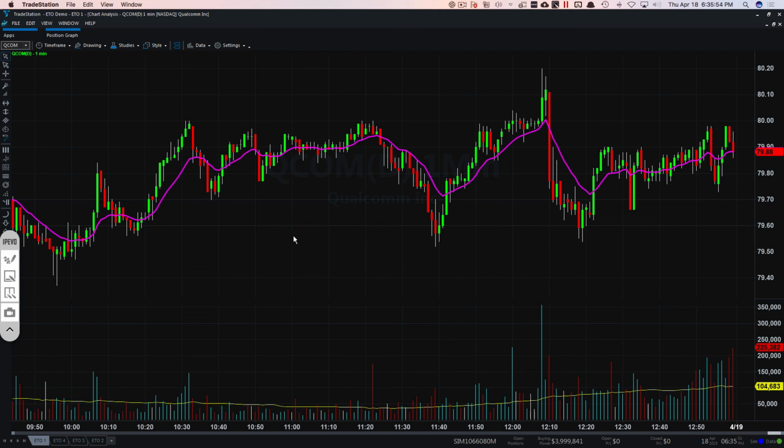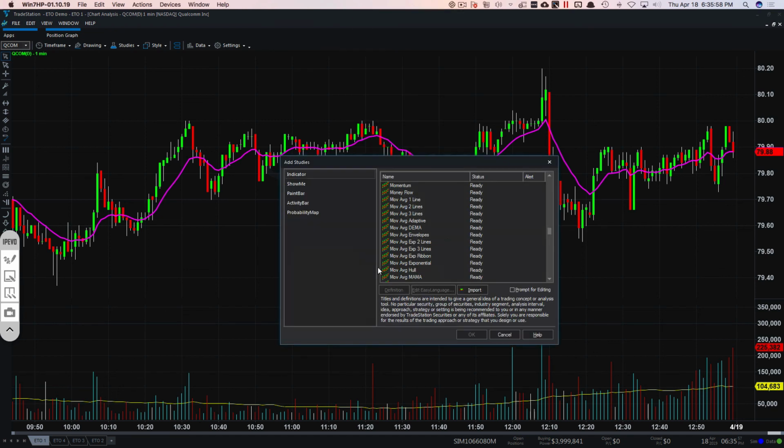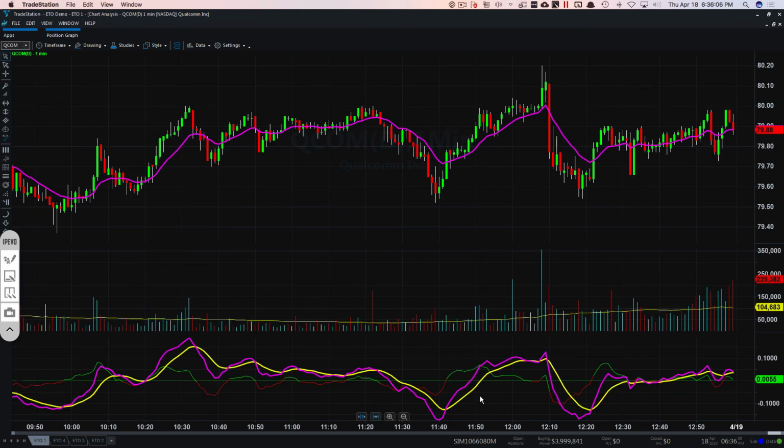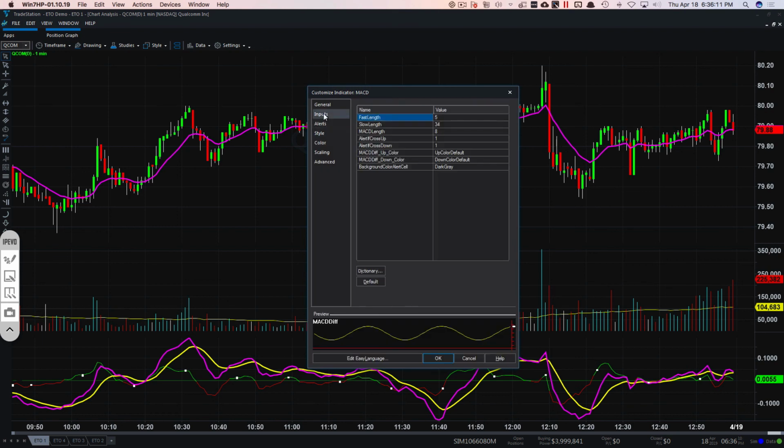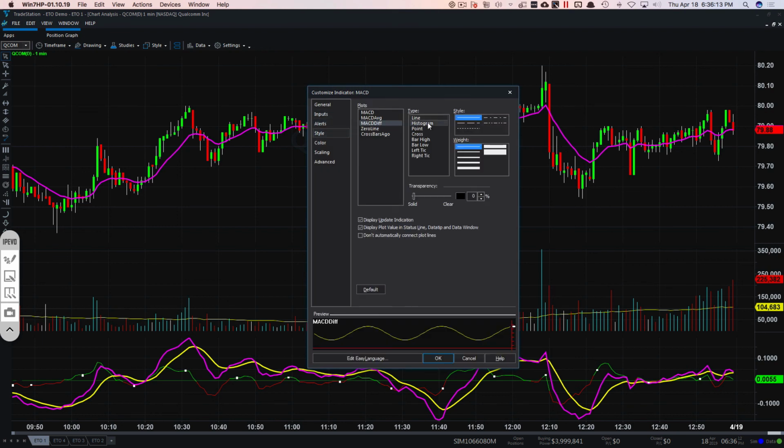Now let's add another indicator. Another one that we use a lot is the MACD. Let me add MACD. There it is, MACD. I'll add that. And it appears down here on the bottom of the chart. Whoops, it looks like one of my default settings is wrong, so let me just fix that. There we go.